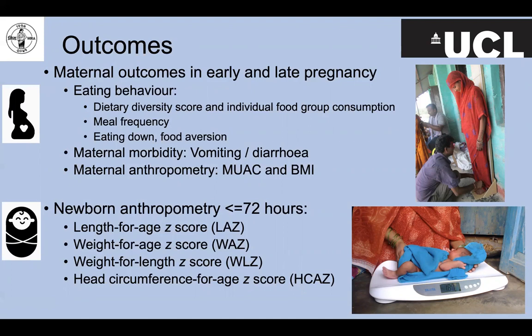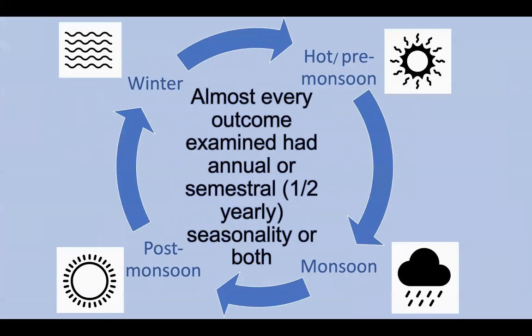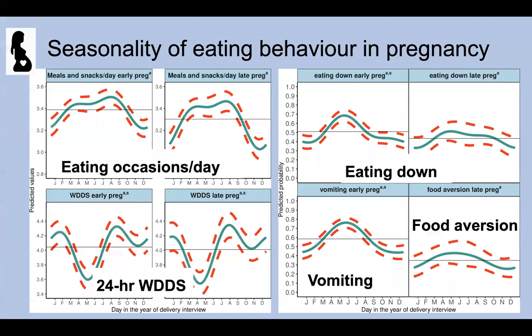And then for the newborns, we looked at their body size within 72 hours of birth. So moving on to results, we found that for almost every outcome that we examined, we found either annual or semestral or both annual and semestral seasonality.